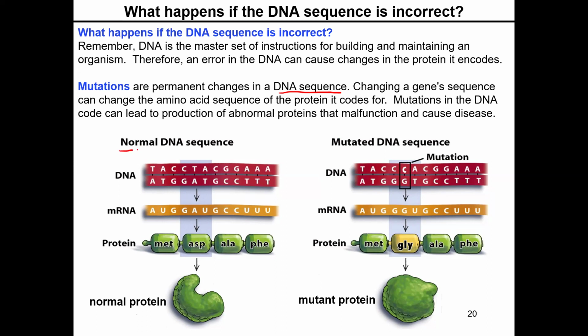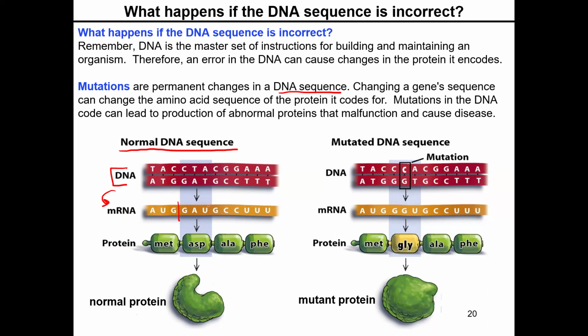Looking at this over here, you can see we have a normal DNA sequence, and this is what it's supposed to code for. You can see our DNA right here. We have everything perfect. A goes with T, C goes with G. Everything's exactly where we want it to be. Then we're going to use our DNA, remember, to make our message, mRNA. You can see right here, we have that. That looks great.